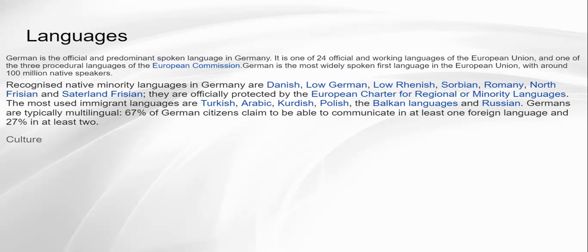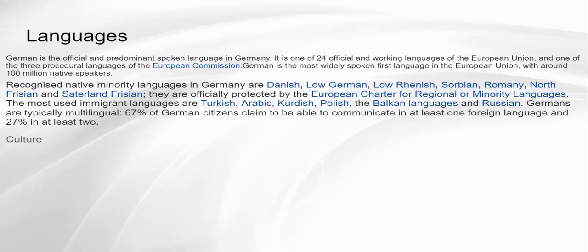It is one of the 24 official working languages of the European Union and one of the three procedural languages of the European Commission. In Germany it is the most widely spoken first language in the European Union with around 100 million native speakers. Recognized native minority languages in Germany are Danish, Low German, Sorbian, Romani, North Frisian, and Saterland Frisian. They are officially protected by the European Charter for Regional or Minority Languages.